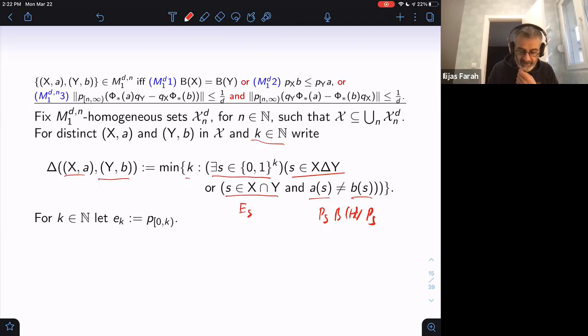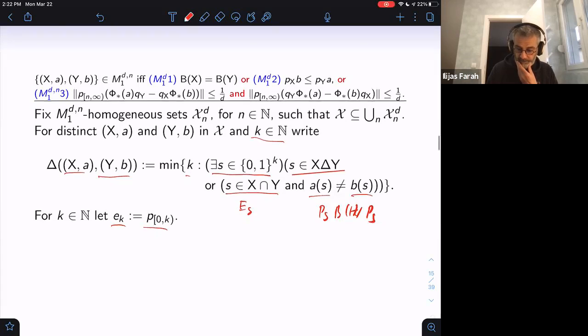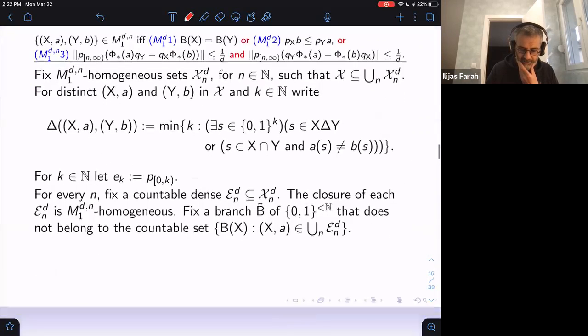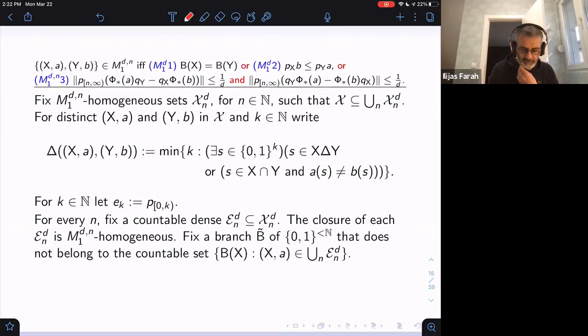And now one more thing, these projections P0K, this approximate unit, I'll be using it quite a lot. So I'll call them E sub K. So E sub K is this particular approximate unit for the compact operators. Okay, and here is another thing that we need to do. For each n, as I said, this XDN is a closed subset of a compact metric space, so it's separable, and we can pick a countable dense subset. So EDN is a countable dense subset in that topology in which XDN is closed, the topology which takes into account QX and phi star and all that. Now, again, the closure of each one of these sets is M1DN homogeneous, because the closure is XDN.